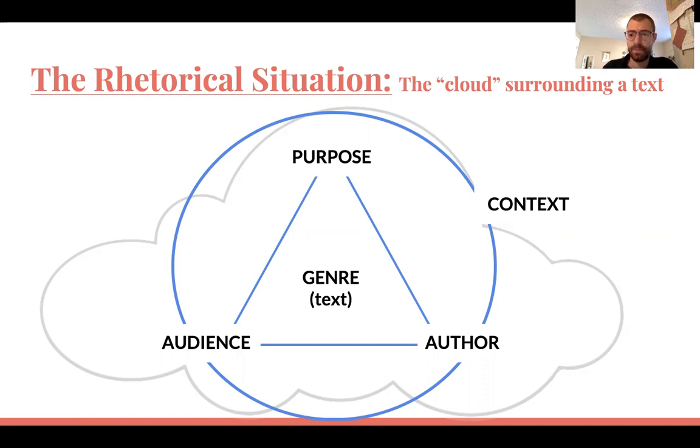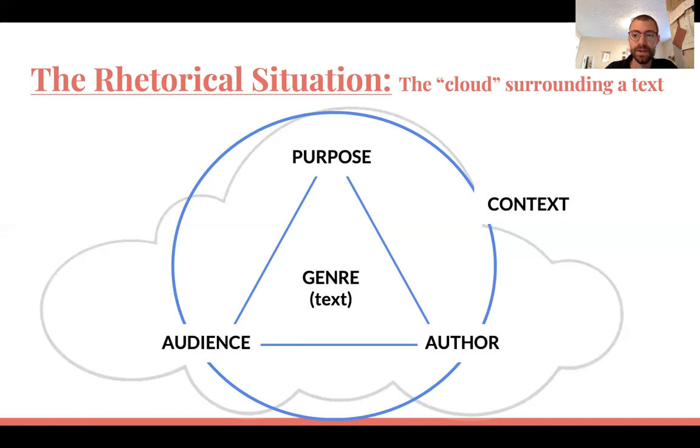Author is pretty straightforward. It's the person who created the text. So for this video, it's me. It could be the author of a novel. It could be the scientist who wrote a science paper. And so you want to know who it is. And when possible, you want to know information about them, because it can help you understand. If you know some things about their background, for example, it might help you understand the text.